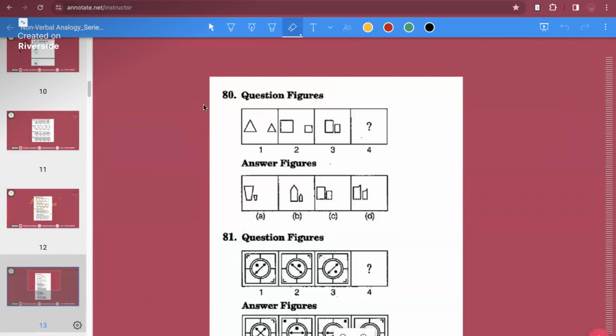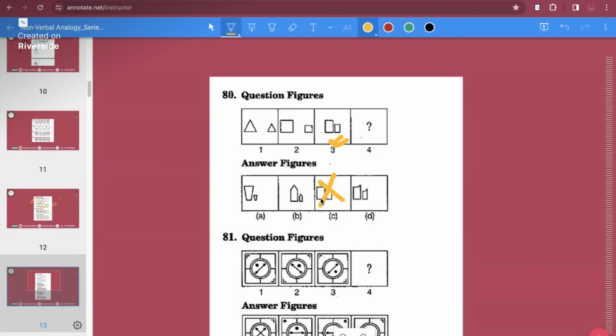Sir, can we select the odd one out from the options? You can do that, but it's not advisable. Basically, what you are trying to say is that since it's already over here, this cannot be the answer, right?